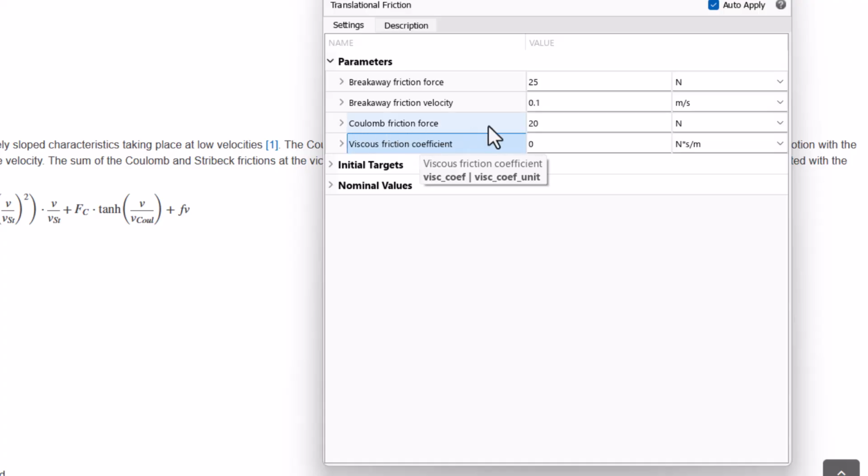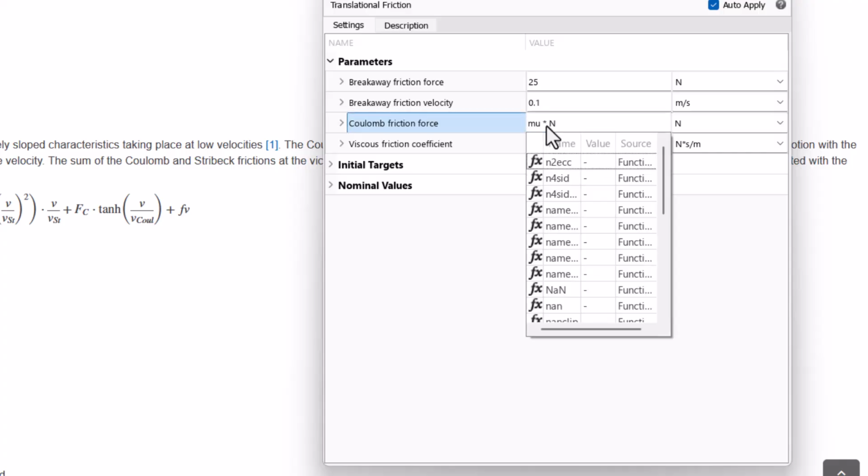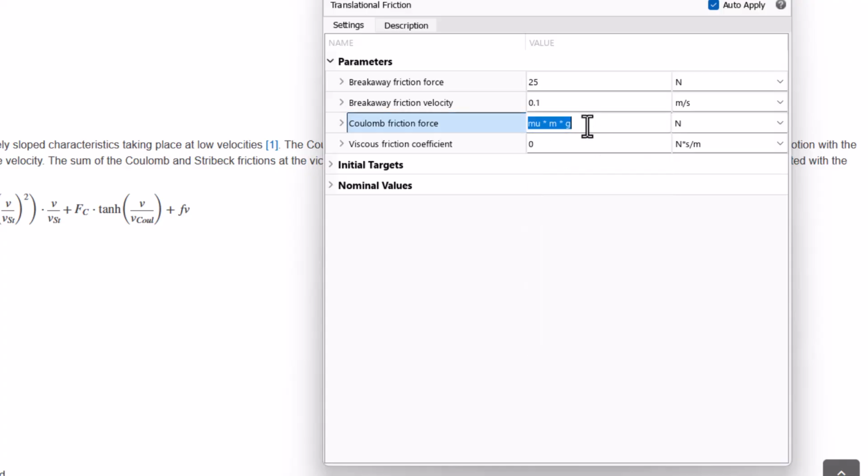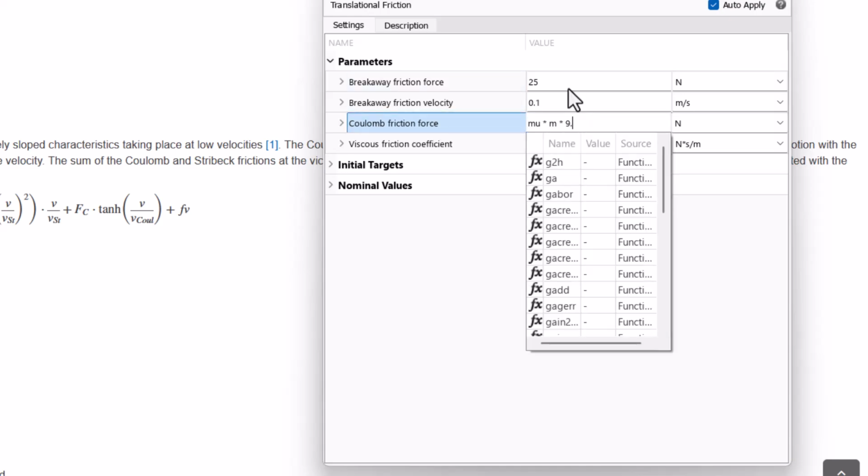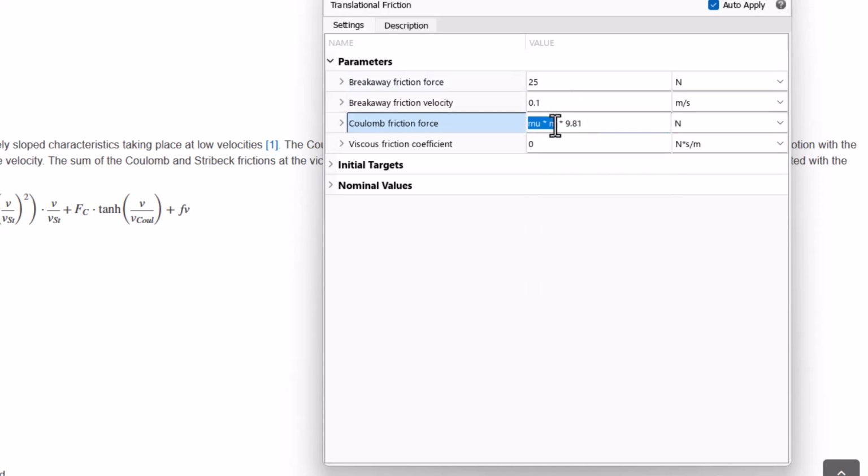How about the Coulomb friction force? As I said, it was equal to mu times N. And N was m times g. It was the weight of the mass. So g was 9.81 and m was 2 kilograms and mu was 0.1. So I have defined this term perfectly.